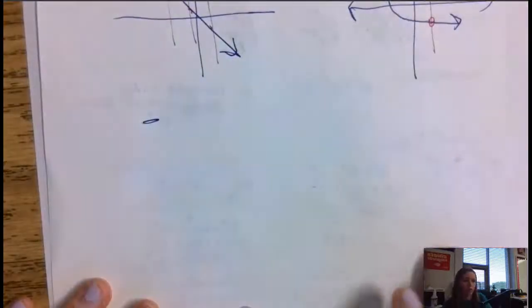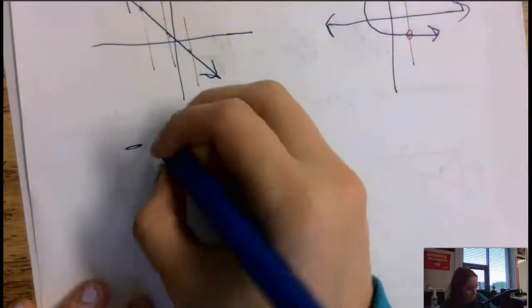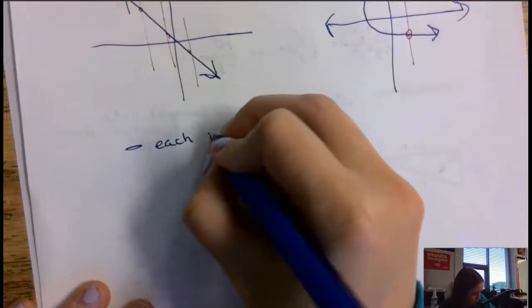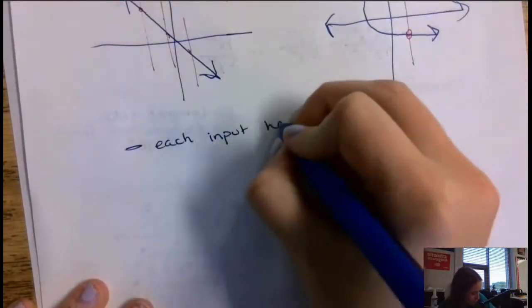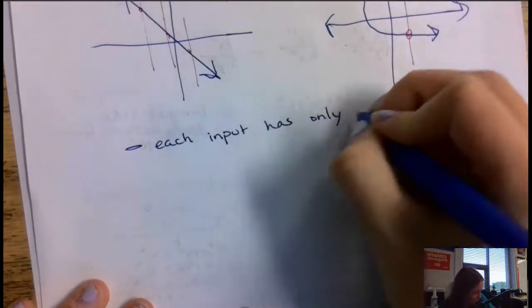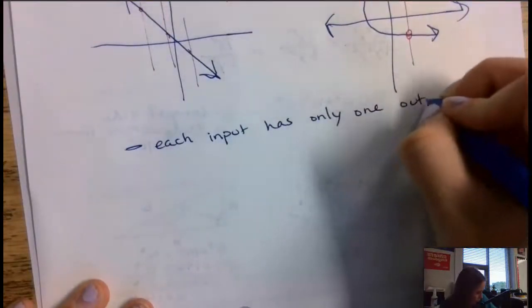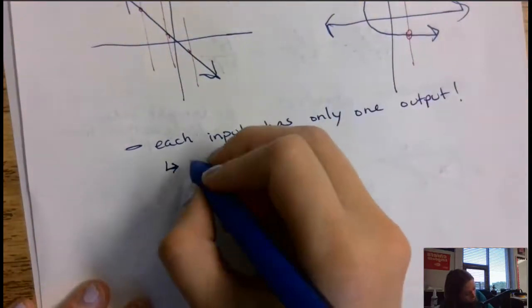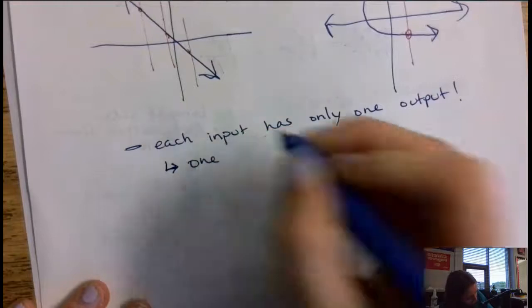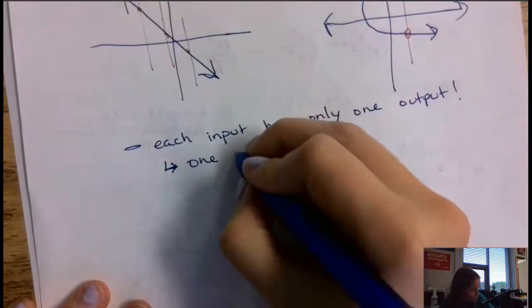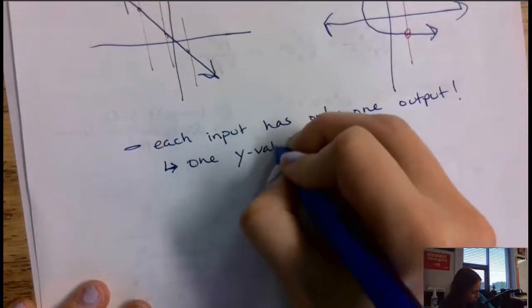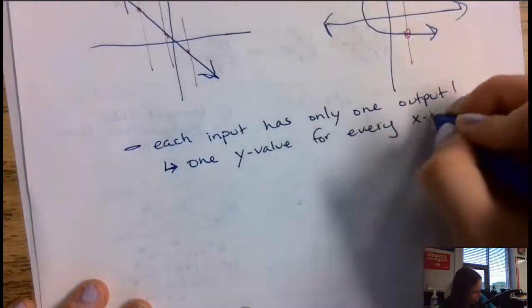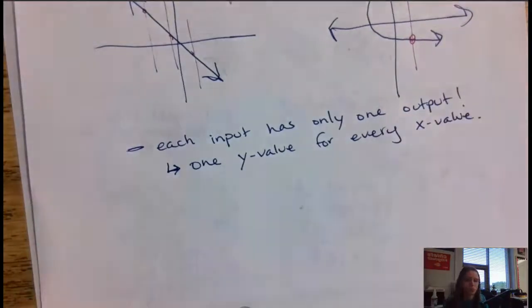So, just an important thing to remember is each input has only one output, which is the same as saying one Y value for every X value. So there we go.